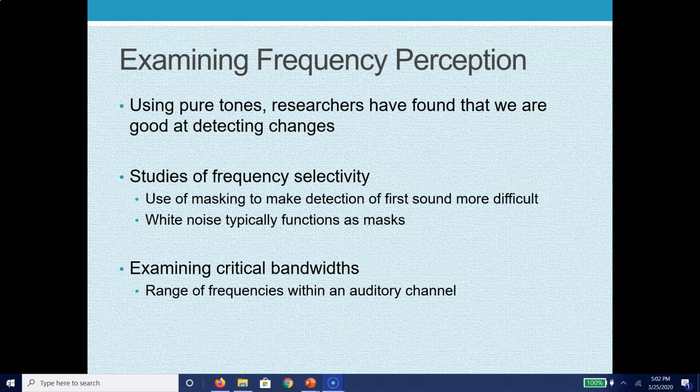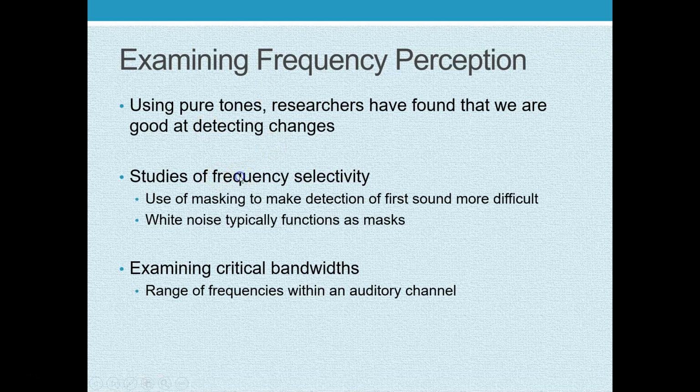In addition, researchers have looked at studies of how selective we are for frequencies. So what we can do is look at what is called a critical bandwidth. Basically, we use masks to make detection of a sound difficult. And typically we're going to use something like white noise. It sounds like television static or something like that. And we can look at what's called a critical bandwidth, the range of frequencies that you can listen to within an auditory channel. So here's how it works.